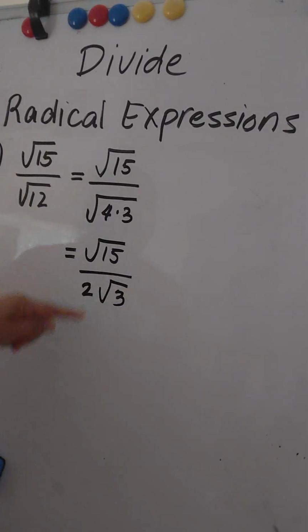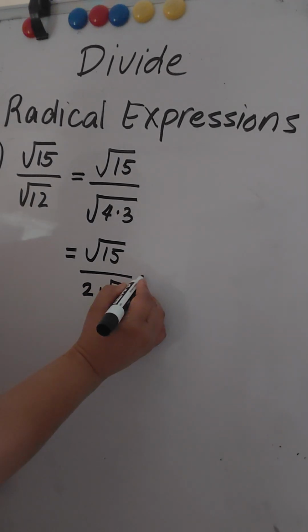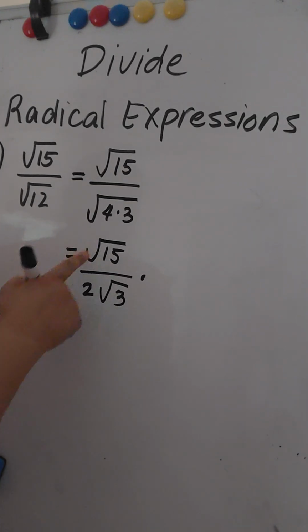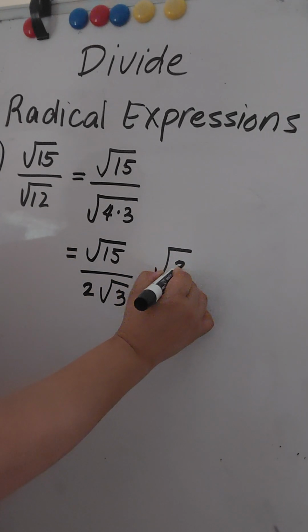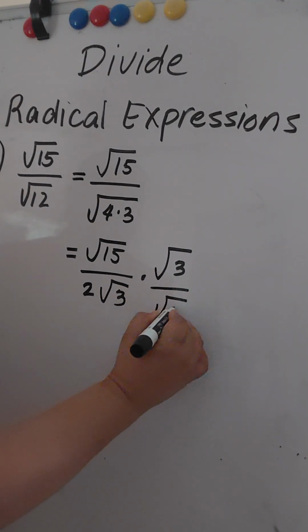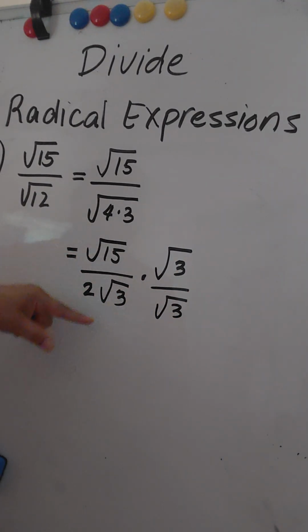Now, we came up with a still irrational answer. It's irrational if our denominator has a radical sign. So what we're going to do is make the denominator rational, or shall we say rationalize the denominator. We are going to multiply both numerator and denominator by square root of 3. We did not change the value. We just rationalized the denominator, okay?